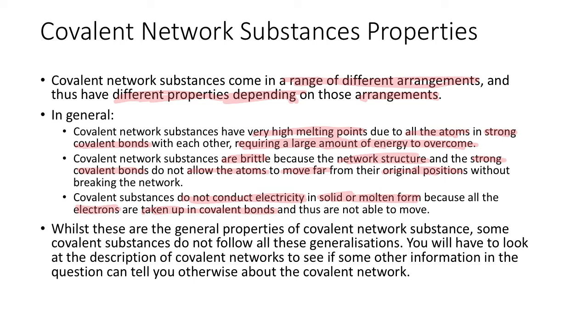Right. However, these are general properties of covalent networks. You really have to read more about the different allotropes of carbon, which we'll learn about in the next video, or about the substance that's in the question, for you to work out whether it will conduct electricity or not. Okay, because not all of them follow the generalizations. So some of them will be different. You have to read it and understand it to know if there's a mobile charge carrier, or if there are some weak forces between things, so therefore it's going to act differently.